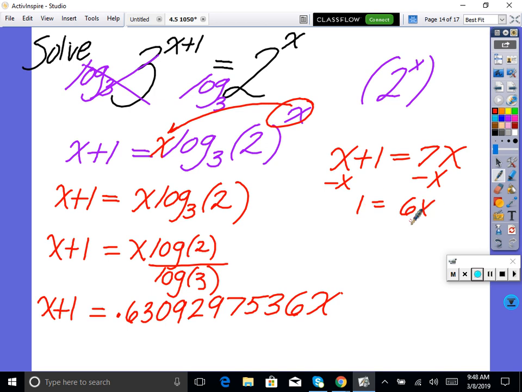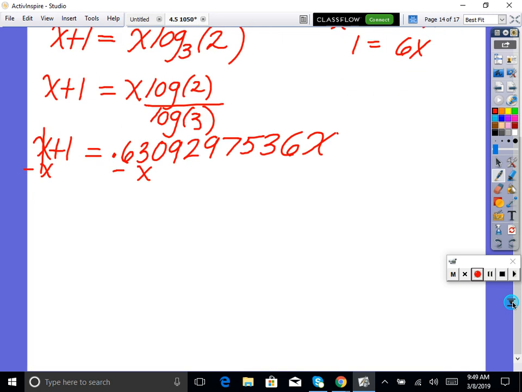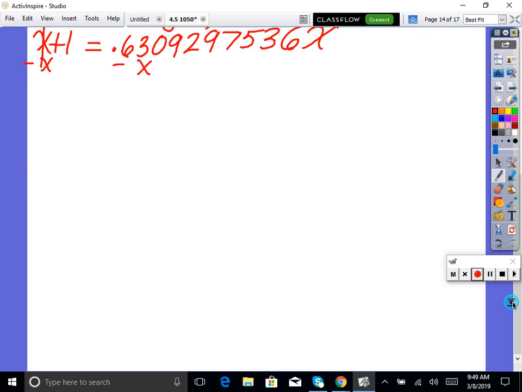Same thing here, just because it's a decimal doesn't change the math. So how do we combine a decimal with a number? Just subtract it over. Subtract x from both sides. So I have a true statement now. 1 is equal to what x? So how would you do that in your calculator? 0.6309297536 minus 1. Aren't you just combining like terms, everyone?